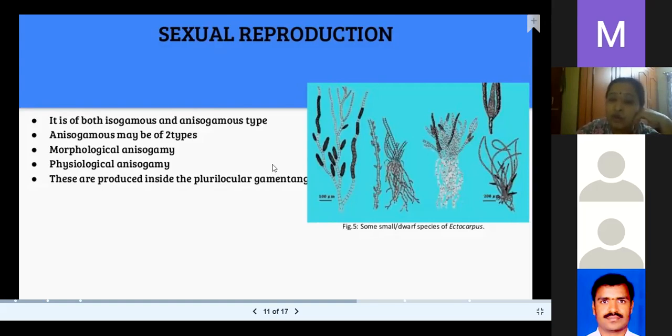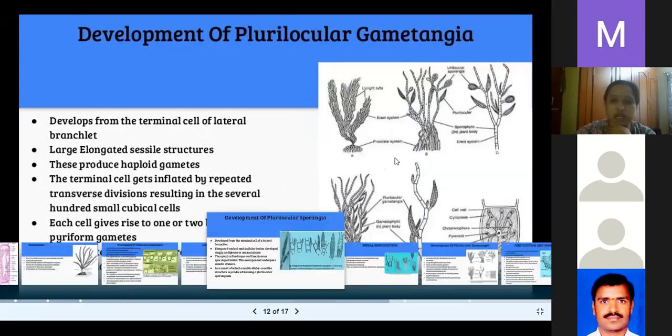Here, these are produced inside the plurilocular gametangia. Yesterday I explained what is plurilocular, what is unilocular. Plurilocular is where many locules are produced, each and every locule. Uni means single one. The plurilocular cone shape is there. Many locules found, that is called the multilocular system. Where the unilocular is there, what is a single one? A single locule is present. In this sexual reproduction, 2 types: one is a morphological anisogamous, the other physiological anisogamous.